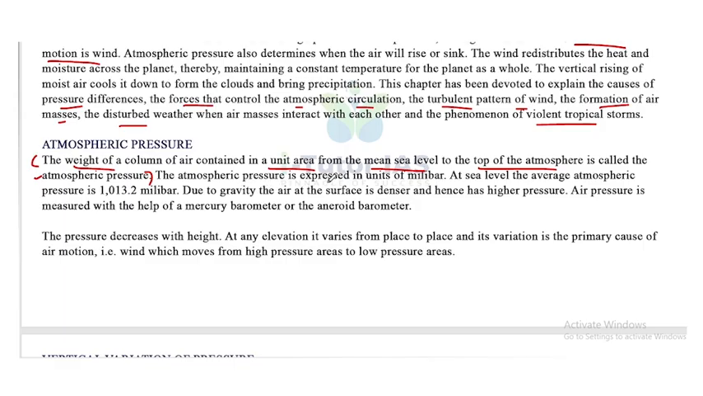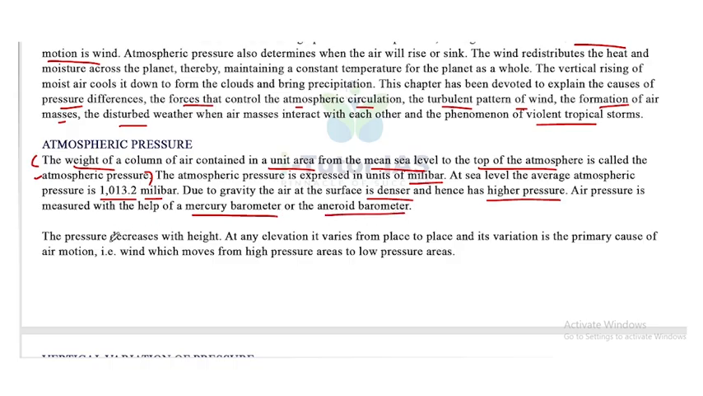The atmospheric pressure is expressed in the units of millibar. At sea level, the average atmospheric pressure is 1013.2 millibar. Due to gravity, the air at the surface is denser and hence has higher pressure. So the surface air is denser and has high pressure. Air pressure is measured with the help of mercury barometer or the aneroid barometer.